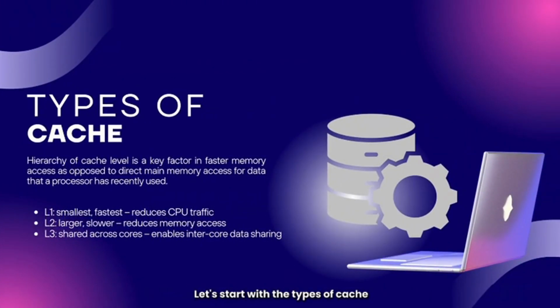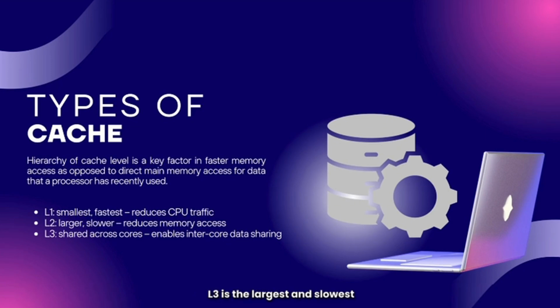Let's start with the types of cache, which are organized in a hierarchy. First is L1, the smallest and fastest cache. It's closest to the CPU and helps reduce the traffic to the next levels. L2 is larger but slower, and it helps reduce memory access by storing slightly less recent data.